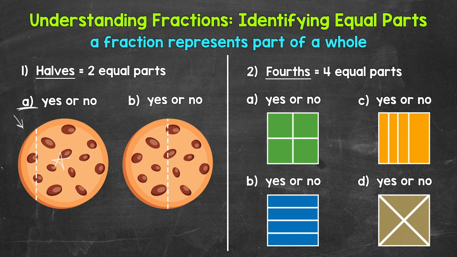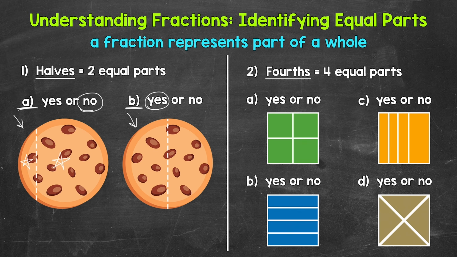No, the right part is bigger than the left part. This would not be a fair split if we were sharing this cookie. This is not a representation of halves, two equal parts. So no, we do not have halves here. How about cookie B? So this cookie right here. Do we have halves, two equal parts? Yes, we do have halves here.